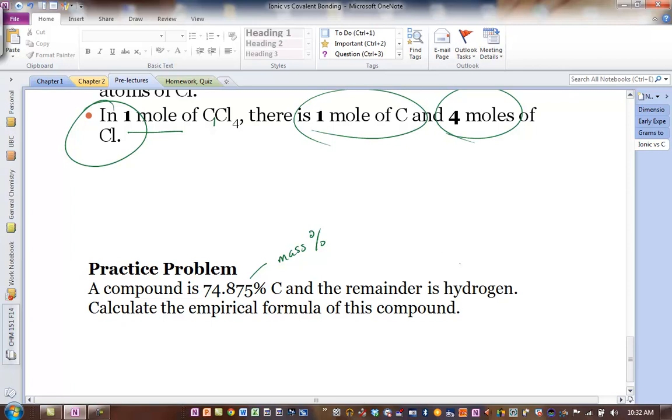So our percent hydrogen is 20. Oh, I think I did this number wrong. Hold on. No, I think that's right. 25.125% hydrogen. Okay. So those are mass percents.